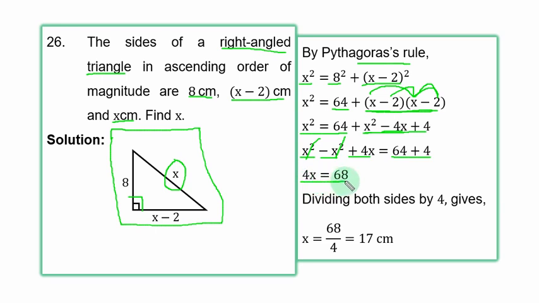So we have a linear equation, not quadratic. In order to get s, you need to divide both sides by 4. So s is equal to 68 over 4. When you divide, you have 17 centimeters. So you can see that now truly s is the highest side. The value is 17. That means this side becomes 15, that is 17 minus 2. Why you have 8 here?